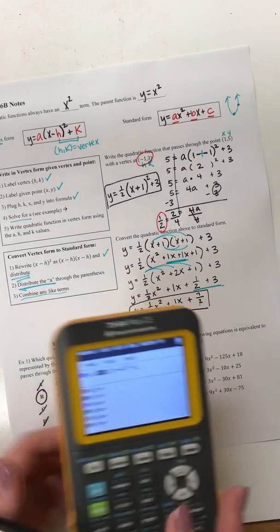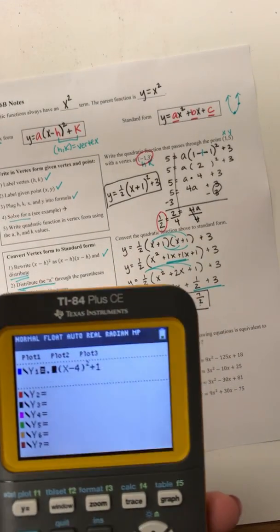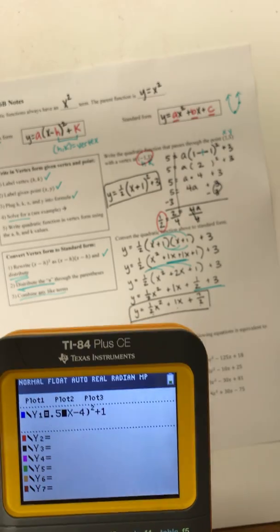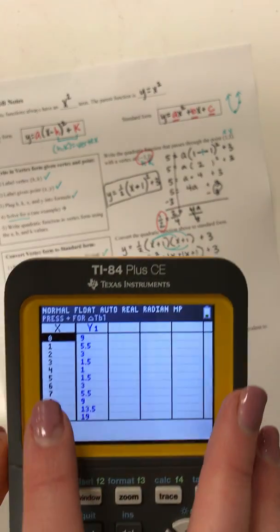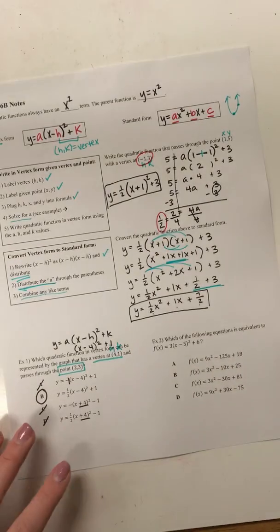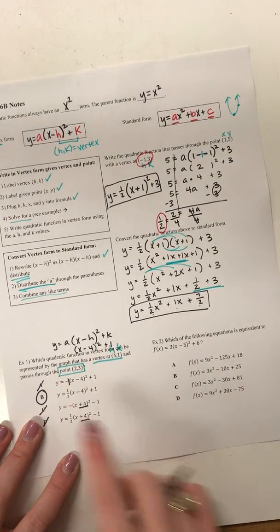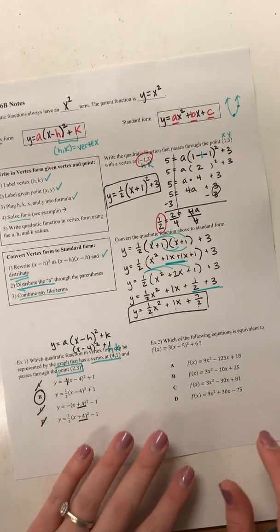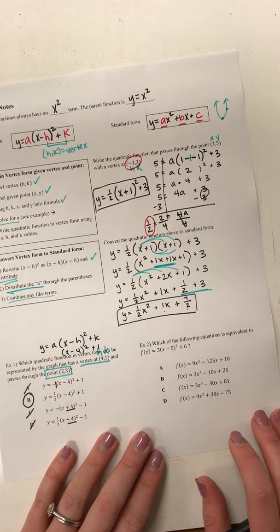Just to check, let's go back. I'm going to make this become a 0.5 or a 1/2. Go back to table, and 2 matches up with 3, so that is the right answer. Okay, so when in doubt, you could always use your answer choices in a calculator and make that a little bit faster for yourself.